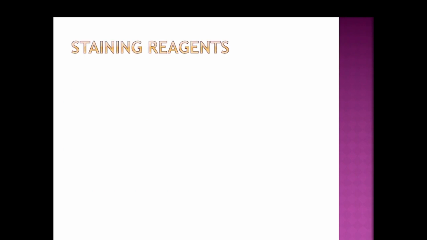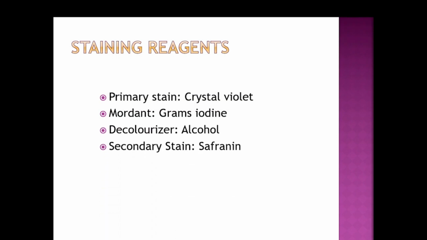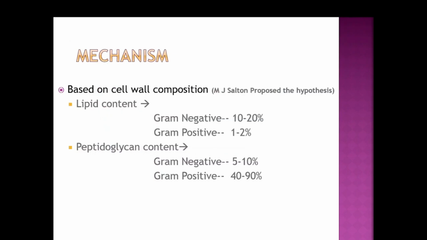Gram staining requires various reagents like a primary stain, for example crystal violet, a mordant like gram's iodine, a decolorizer like alcohol, and a secondary stain like safranin. So the mechanism of gram staining is based on difference in cell wall composition. Gram negative bacteria have higher lipid content, like 10 to 20%, and lower peptidoglycan content, like 5 to 10%.